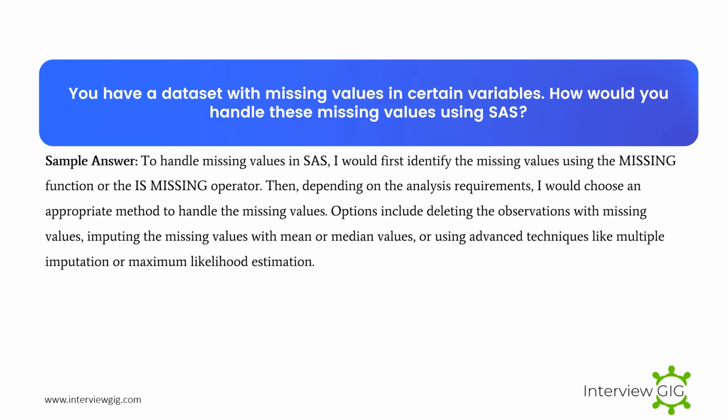You have a dataset with missing values in certain variables. How would you handle these missing values using SAS? Sample answer. To handle missing values in SAS, I would first identify the missing values using the missing function or the ISMissing operator. Then, depending on the analysis requirements, I would choose an appropriate method to handle the missing values. Options include deleting the observations with missing values, imputing the missing values with mean or median values, or using advanced techniques like multiple imputation or maximum likelihood estimation.